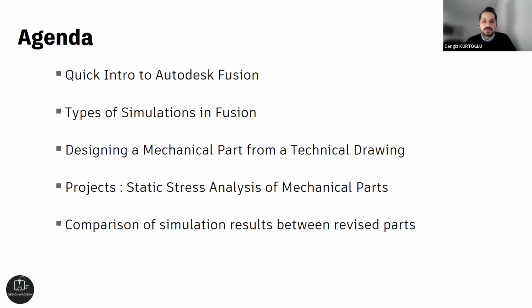For the projects, you'll see the static stress analysis of mechanical parts, and also we'll check out thermal stress for a light bulb, or shape optimization, topology optimization for a mechanical part. And also, it will be nice for you if you are interested in analysis and simulation on Fusion. There is a comparison to compare two results or three results of your simulation. For example, static stress analysis results will be compared on the same projects.